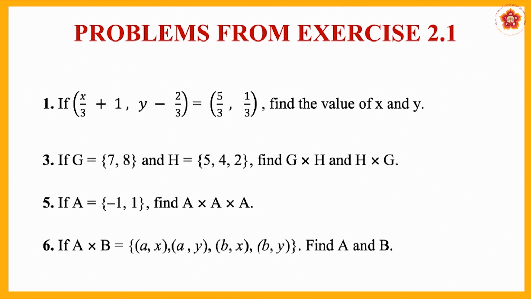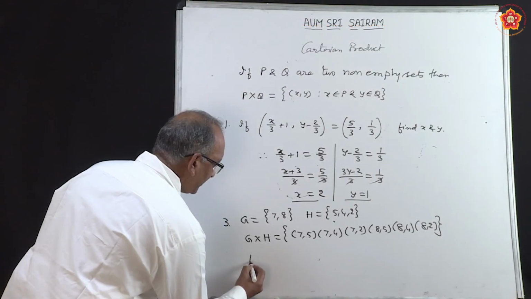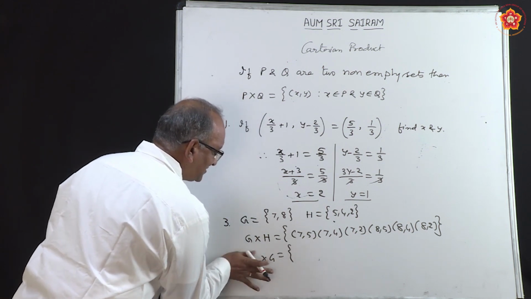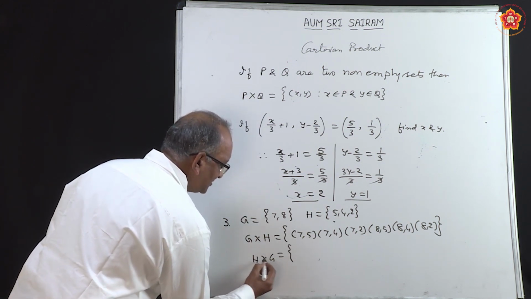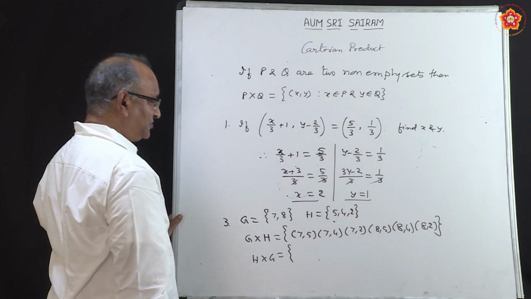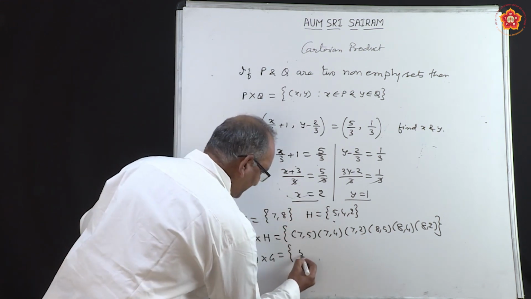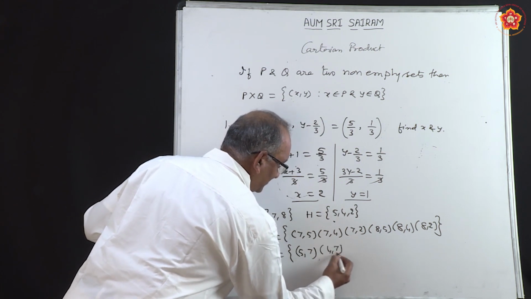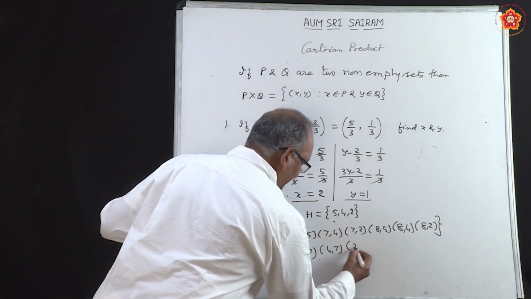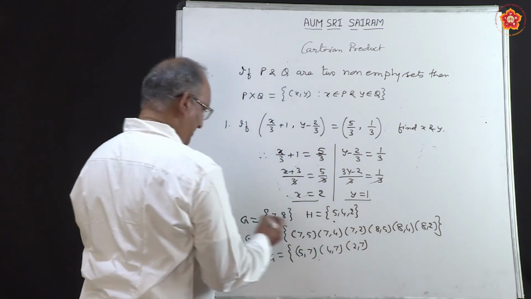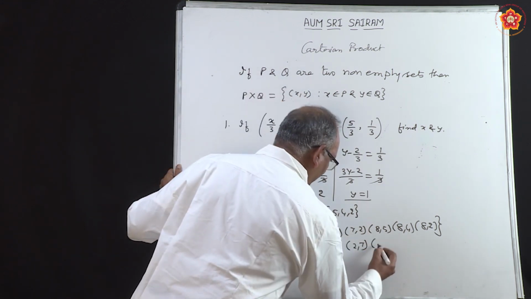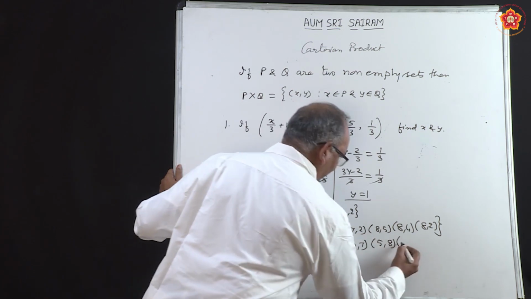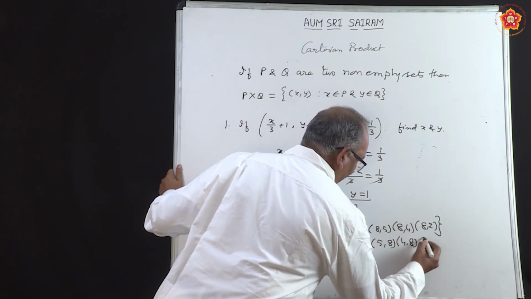Now if you have to find H cross G, remember, now the first elements are going to be from H, second elements are going to be from G. So you have (5, 7), (4, 7), (2, 7), and then (5, 8), (4, 8), and (2, 8).